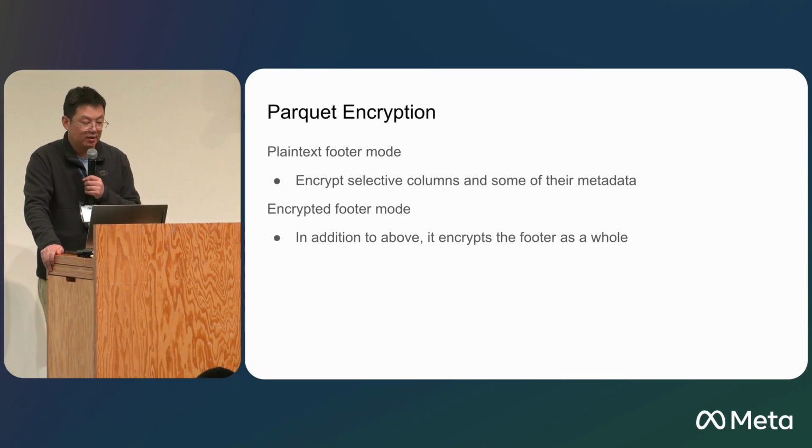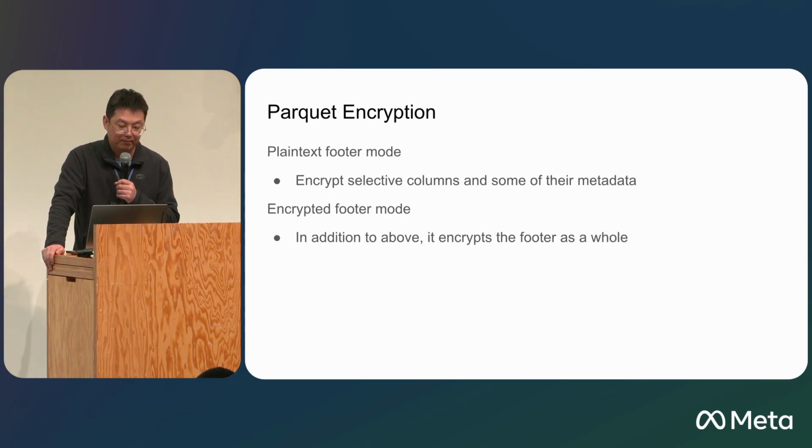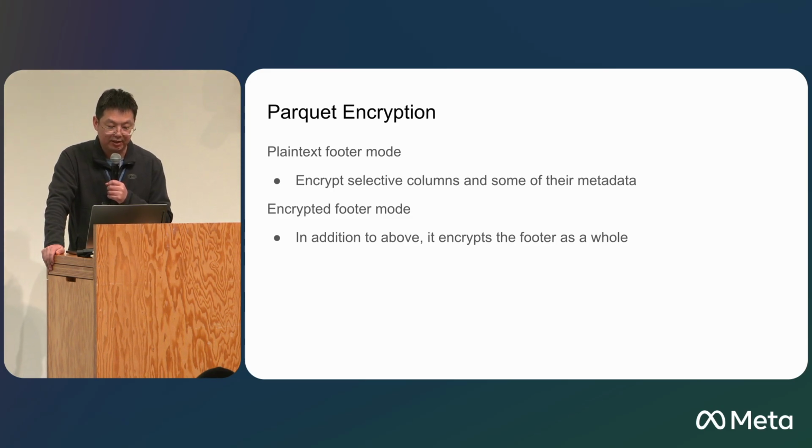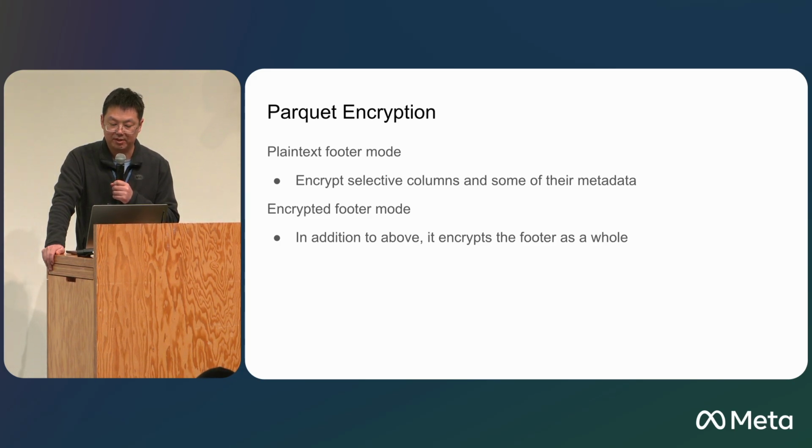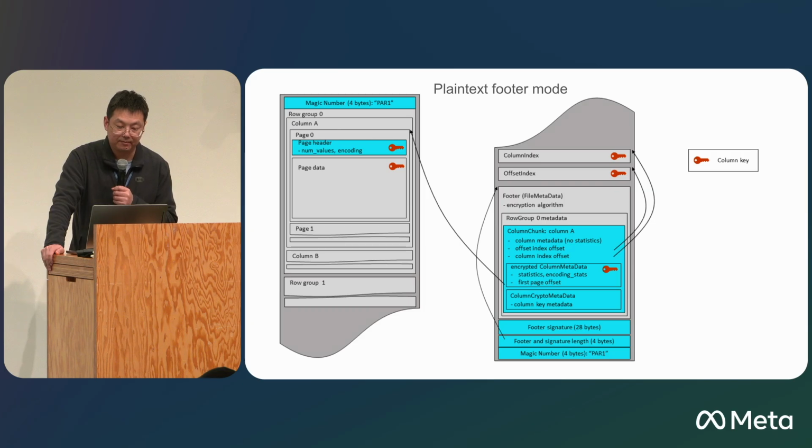So Parquet encryption has 2 modes: plain text footer mode and encrypted footer mode. The plain text footer mode encrypts selected columns and some of the metadata, since this metadata may contain some confidential information, for example, the minimum value, maximum value, and so on. For the encrypted footer mode, in addition to what the first mode does, it also encrypts the footer as a whole.